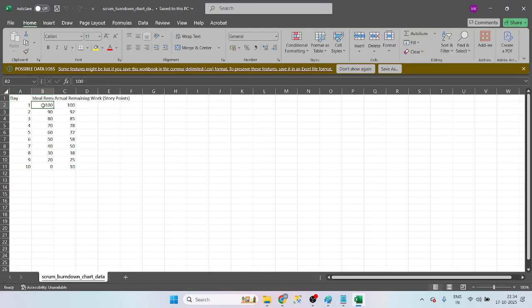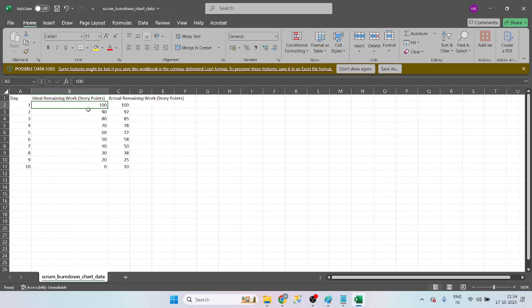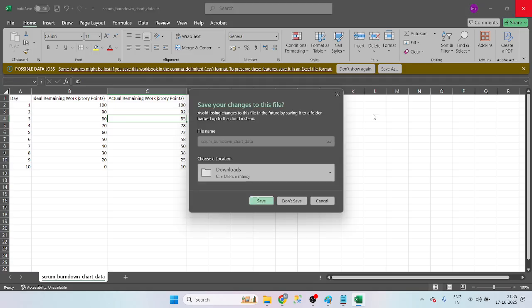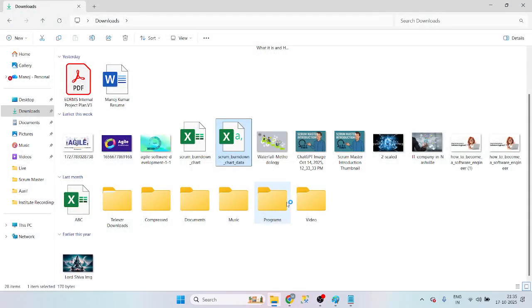So initially we discussed 100 items, 100 tickets, right? We have completed how many? Initially we took 100. On the second day we had to complete 90, but we have completed up to 92, right? Initially 80, actually 85. So this thing should not happen. I will discuss all these things later, guys.